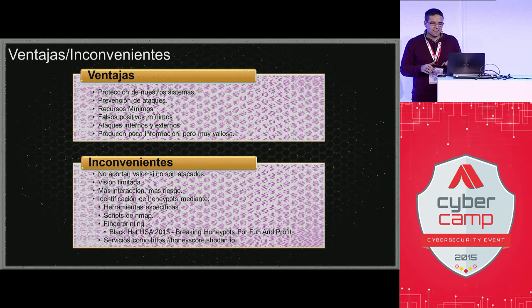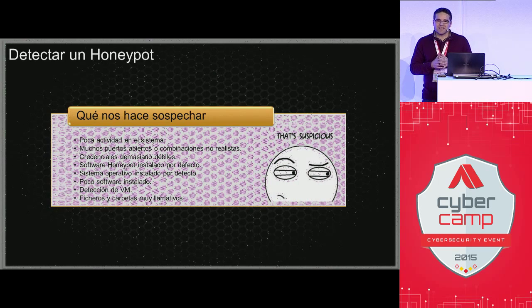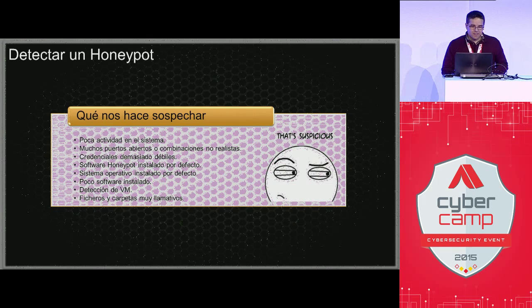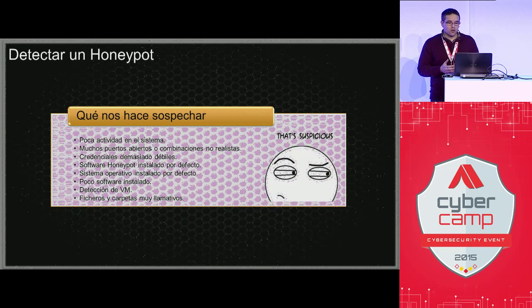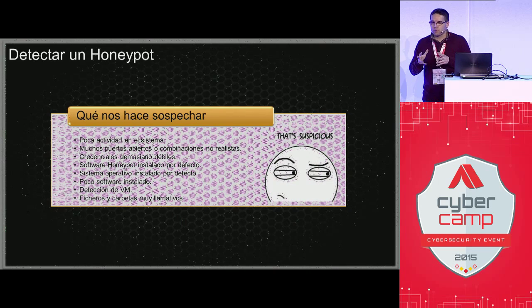And then services, where we enter our IP address and it tells us whether it is a honeypot or not. So what makes the attacker suspicious? Little or low activity in the system, many ports open, or perhaps combinations that are not realistic.